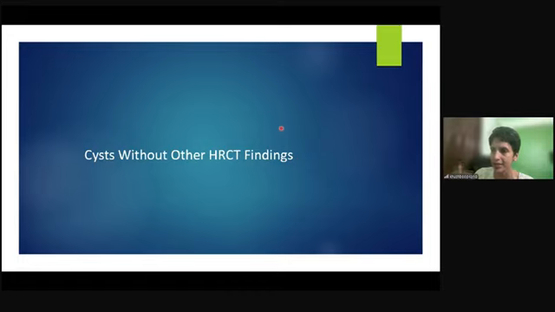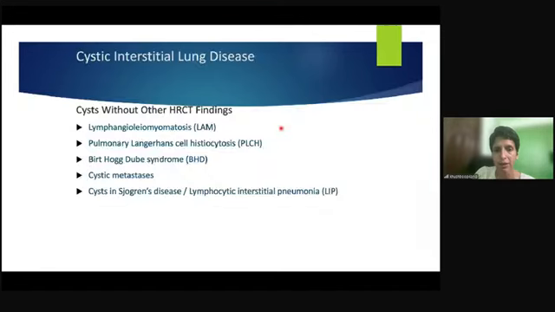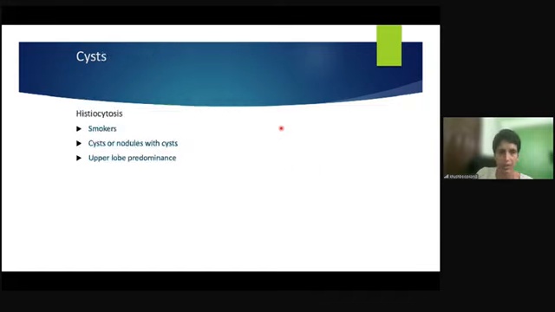There are certain cystic lung diseases where the background lung parenchyma is absolutely normal. So when you see a large number of cysts in the lungs and the background lung parenchyma is normal, then you think of certain specific cystic lung diseases, which include this list: lymphangioleiomyomatosis, Langerhans cell histiocytosis, Birt-Hogg-Dubé, cystic metastasis, and cysts in Sjogren's or the lymphocytic interstitial pneumonia.